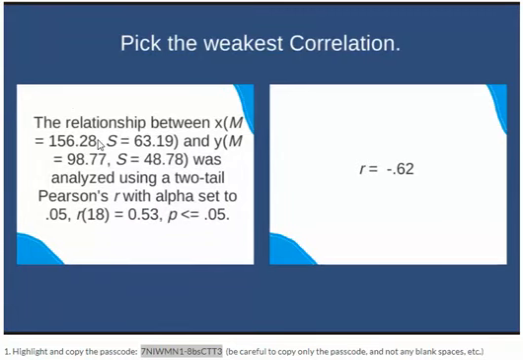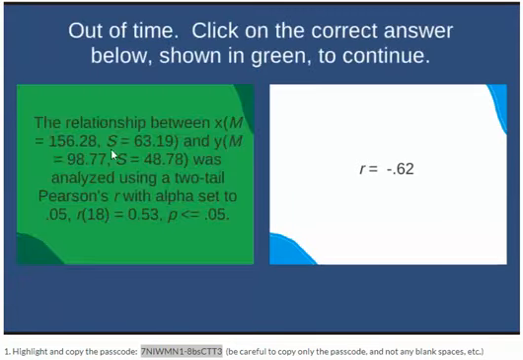So here on the left is an APA style write-up for a correlation. You'll notice that it starts off by providing the descriptive statistics for the two variables. So we see that for the variable x, a mean and a standard deviation, and for the variable y, a mean and a standard deviation. We're told that the correlation was analyzed using a two-tail Pearson's R.